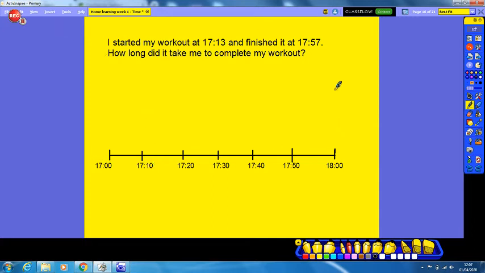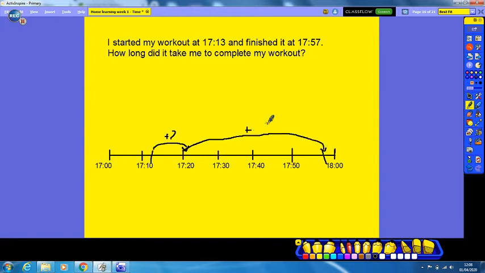I'm going to start off by marking my 2 times on the number line. I'm going to mark 17:13, which will be about here, and 17:57, which will be about here. To get from 17:13, I want to get to my next nice round number, which is 17:20. To get from 13 to 20 is going to be plus 7 minutes. Then from 20, I can count really easily up to 57, because I know it's going to take me 37 minutes to get there.